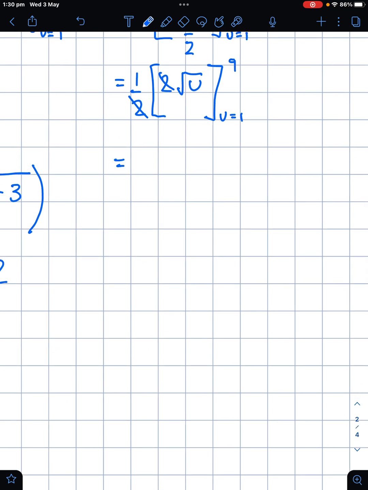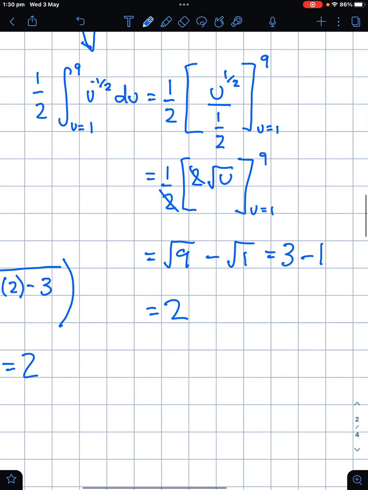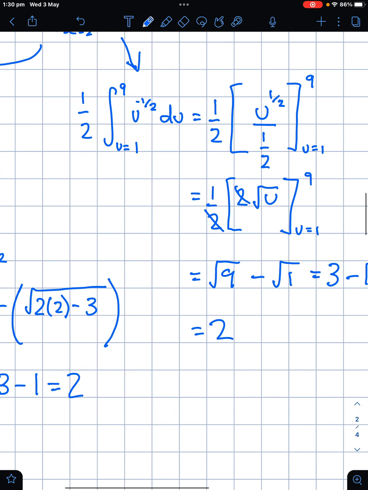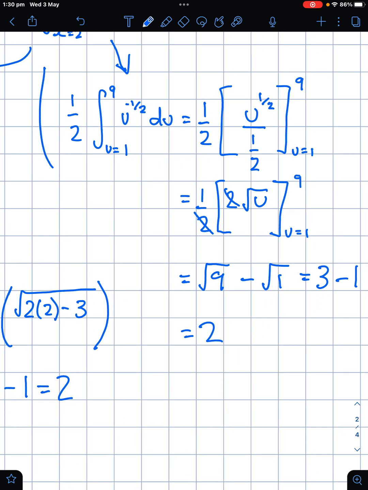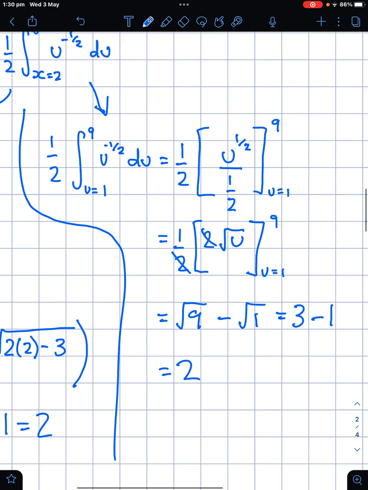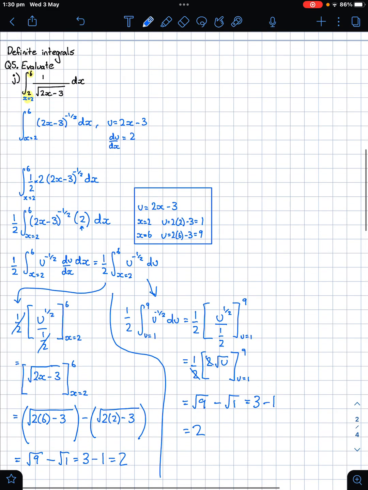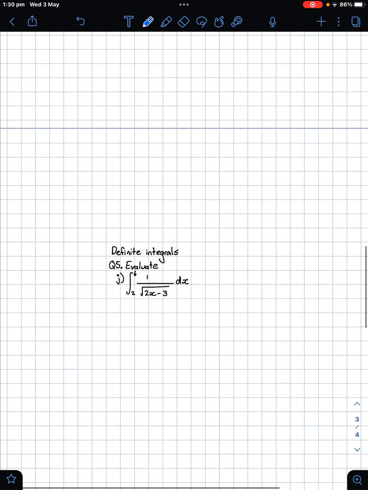Okay, so it's the upper bound minus the lower bound when we sub it in here. This one here is square root 9 minus square root 1 equals 3 minus 1 equals 2. So there are two different methods of doing it. Now I should put a bit of a line down the middle. So you can pick either way to do those. We'll jump to the next one here.